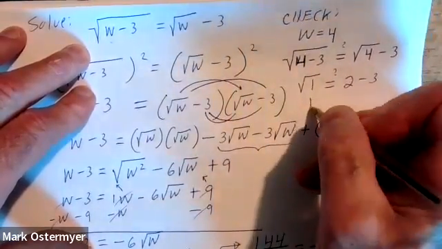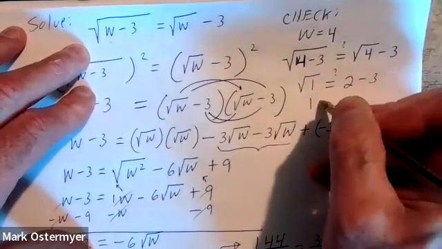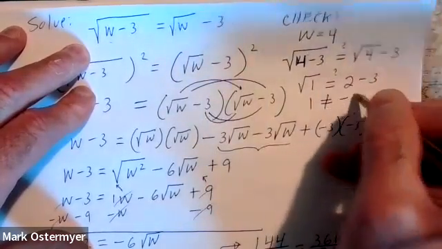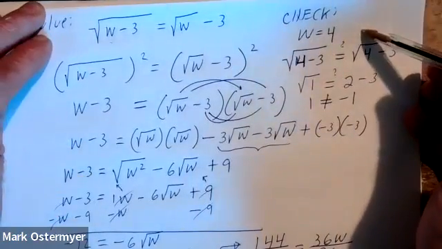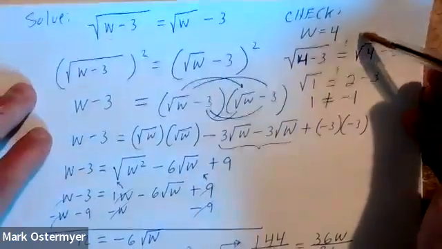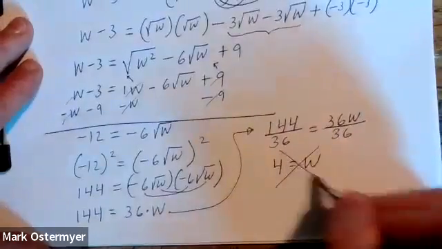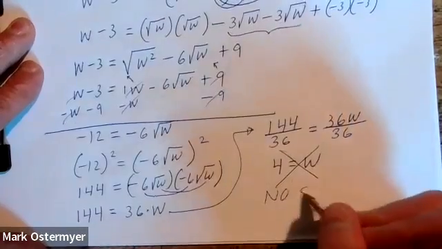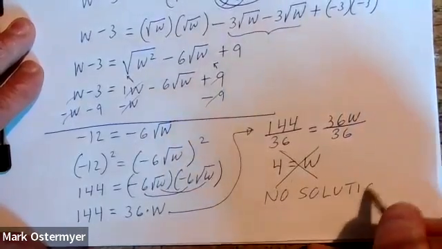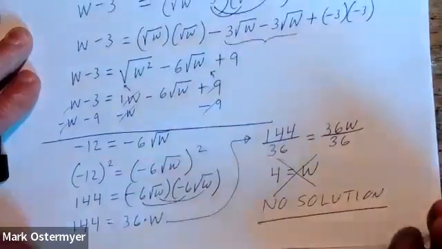But the square root of 1 is 1, and 2 minus 3 is negative 1. But guess what? 1 does not equal negative 1. So 4 simply does not check out in this equation. So we have to toss it out as a solution. And so, ladies and gentlemen, we would conclude that this radical equation has no solution. There's no solution to that equation.